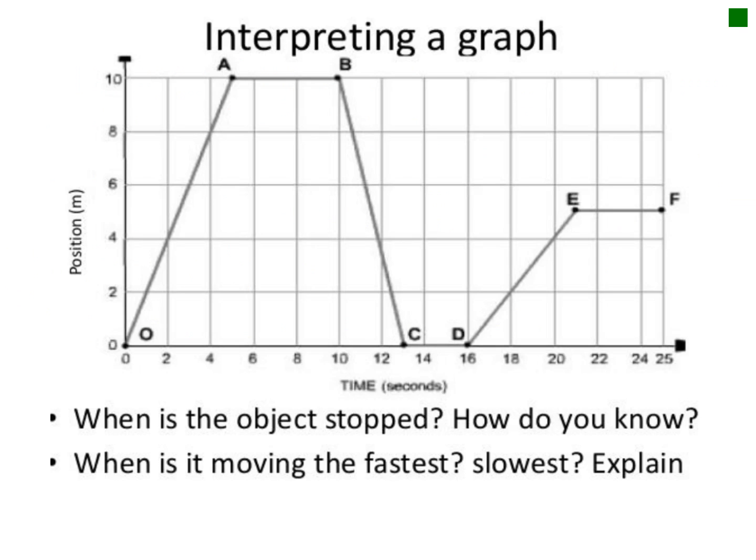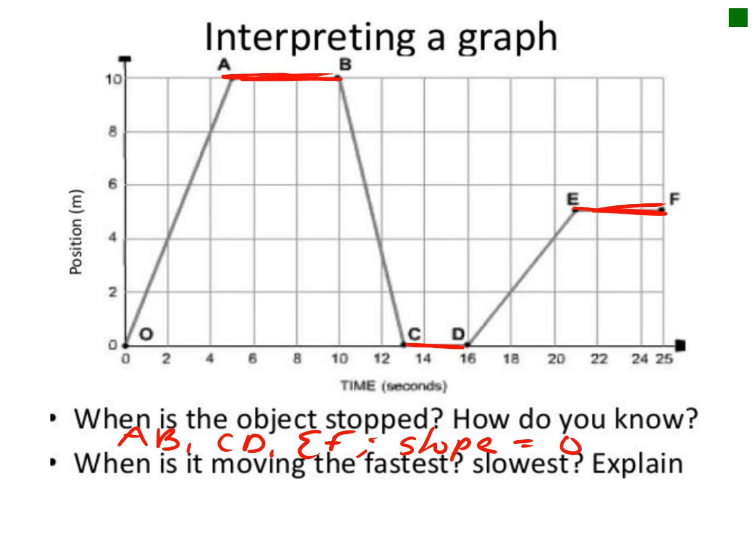Nice. Next graph: when is the object stopped and how do you know? Well, the object is stopped in 3 places. Between A and B, C and D, E and F. How do we know that? Because the slope of those segments is equal to 0. We've got a nice horizontal line.